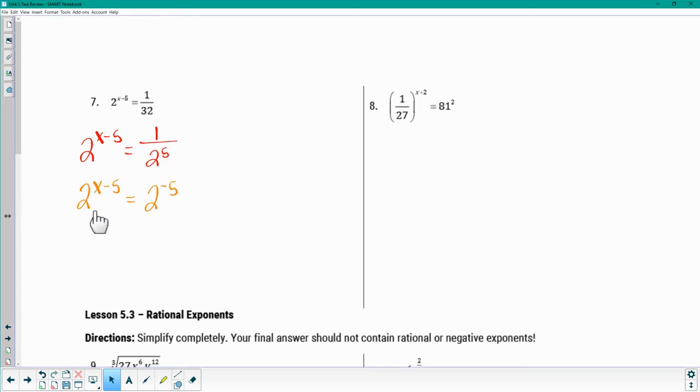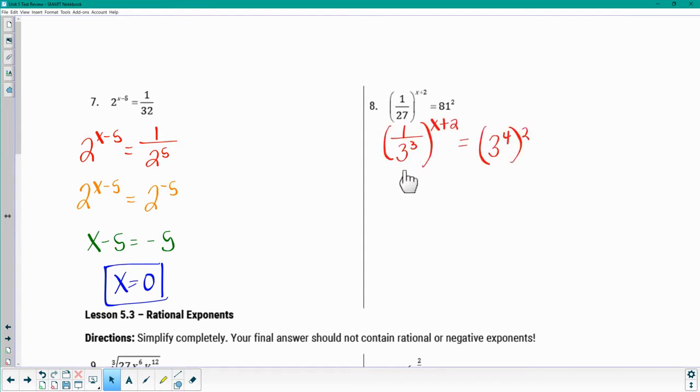Now, both bases are the same. I'm saying they're equal to each other, so I have to say my exponents are equal to each other, and I get my final answer of x equals 0. For number 8, I'm following a similar method. However, this time I do have to rewrite both sides of my equation.